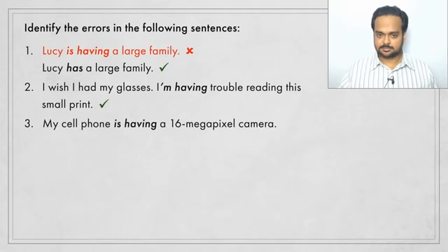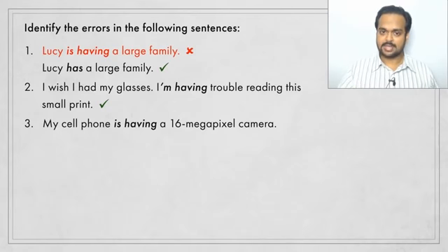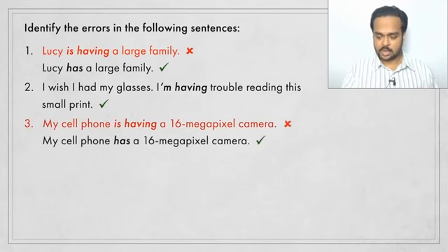Well, this sentence expresses a feature of the camera, okay, and that is something that's general. It's a state use, so you cannot use having. My cell phone has a 16 megapixel camera.